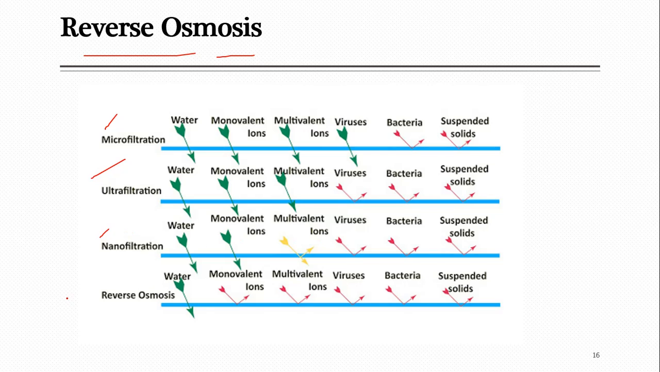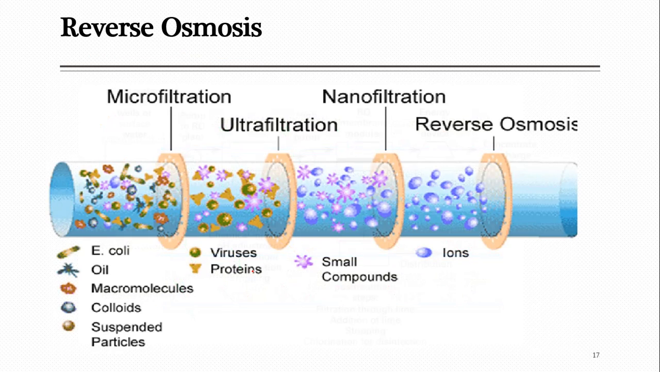And in the final stage of reverse osmosis, these membranes are dense membranes which allow only water to pass through, and the monovalent ions, which are solid, are just separated here.